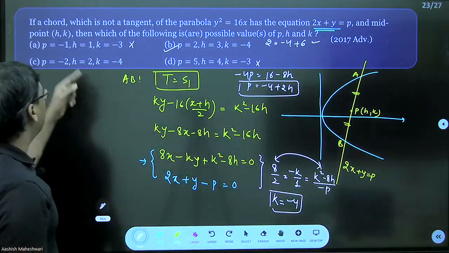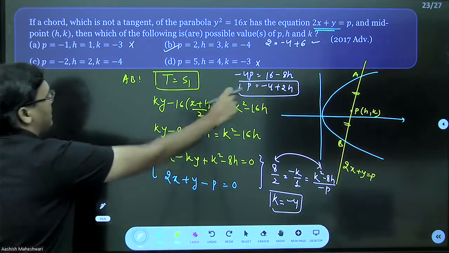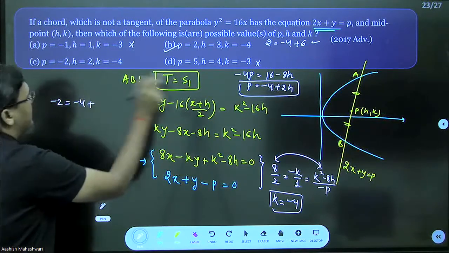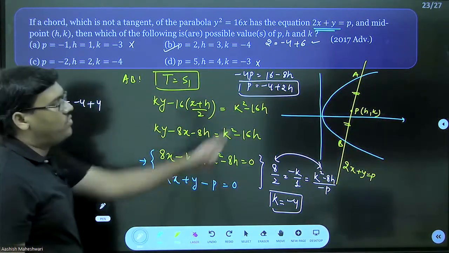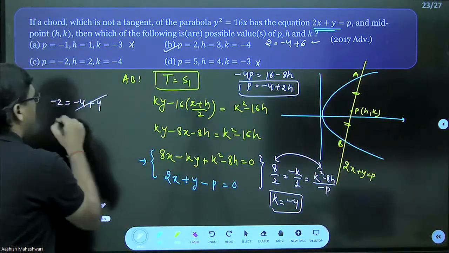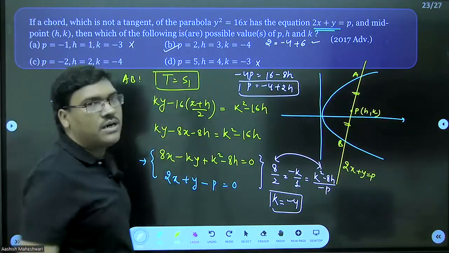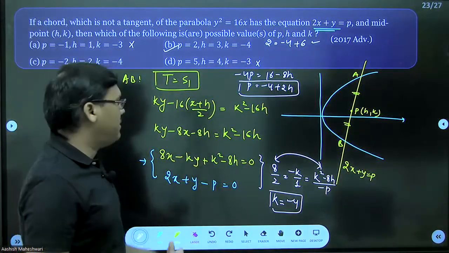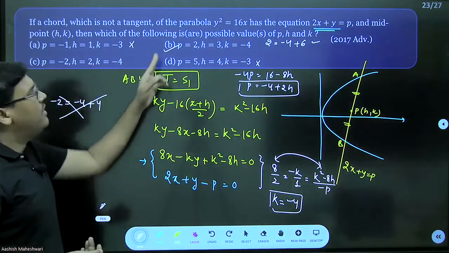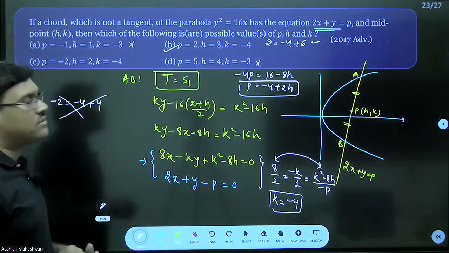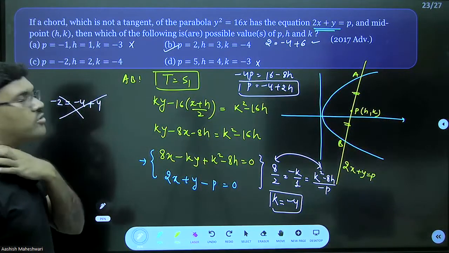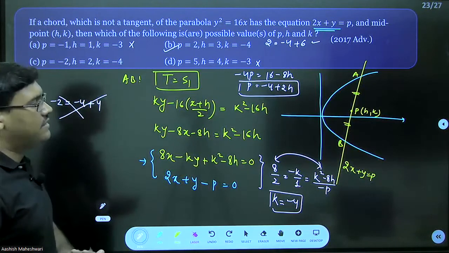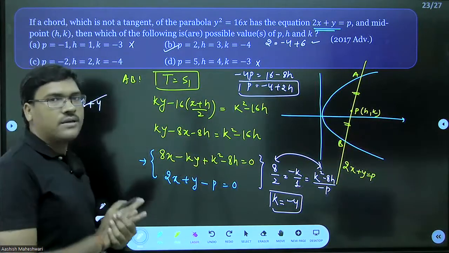Now the other answer, let's check this also. p is equal to -2. If the value of p is -2, this is -2 and -4, and what is h? h is equal to 2, that is 4. So this is not satisfying this. That means option B will be the answer for this question. Very easy question again, simple. Put the values of T equal to S1, compare, and you can get the answer. You just have to check the options. According to the option you can check what can be the possible combinations of a, p, h and k. I hope this question is clear to you, right?